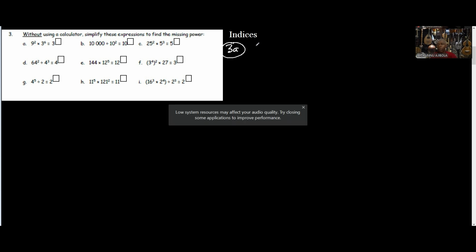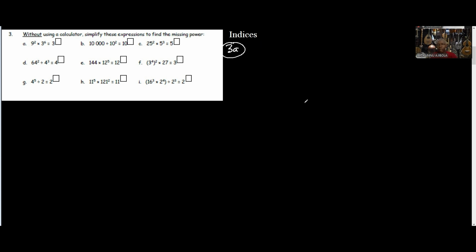According to the rule of indices, when we are multiplying the same number, we add up the powers. When we're dividing the same number, we subtract the powers. So what we are supposed to do here in number 3a is to make the numbers become the same. How?